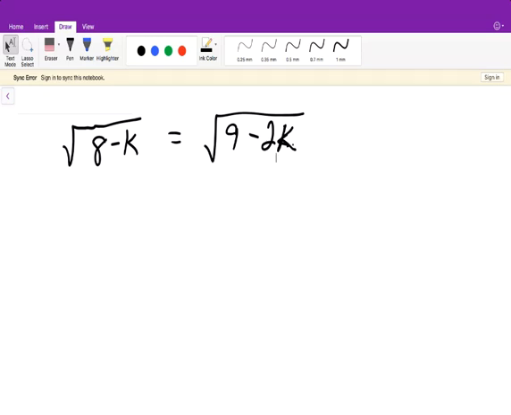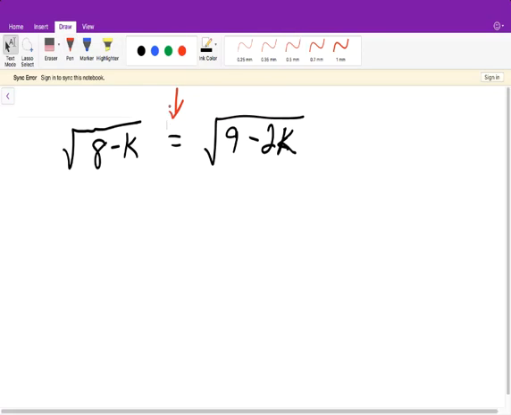So this one is just going to be about solving radical equations. And we know it's an equation because it's an equal sign. So it's something is equal to something else. That is an equation with the equal sign.